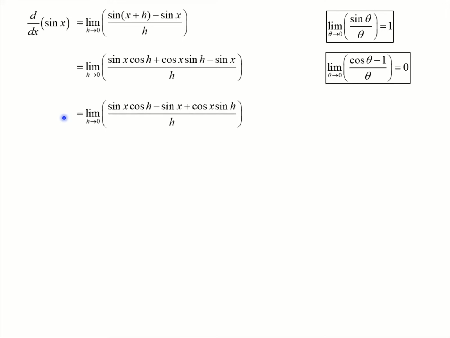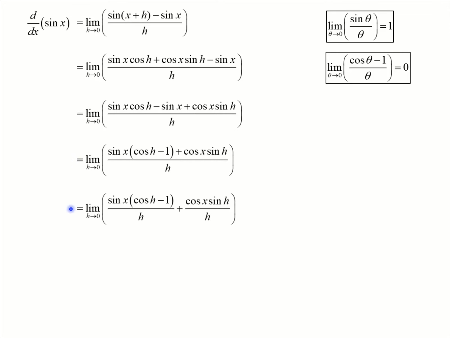I have this. Now, the first two terms on the top, they both have a sine x in common, so I want to factor that out. So I did that. And the third term, I just kept by itself. Now, I'm going to split this into two fractions because they both have h as the denominator. So that's what I've done right here. And the limit of a sum is the sum of the limits, and the limit of a product is the product of the limits. So I'm going to do both of those things in one step. So I have that right there.